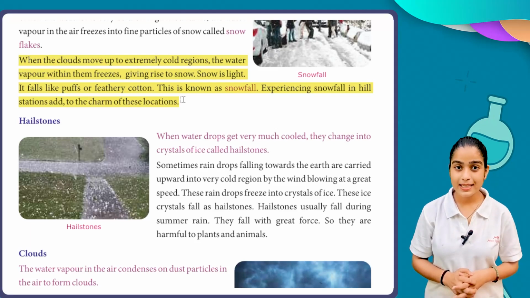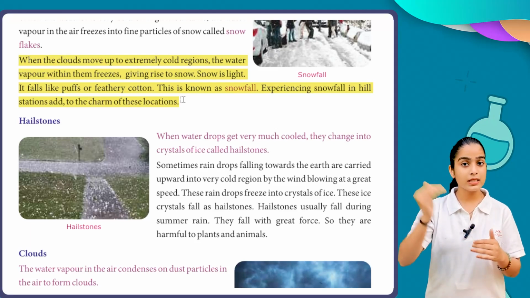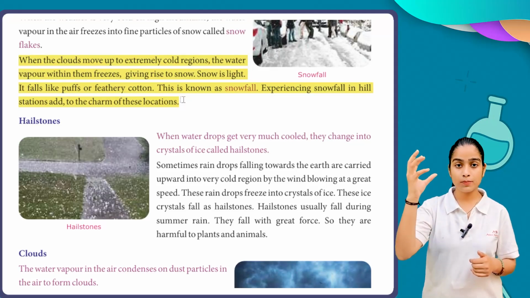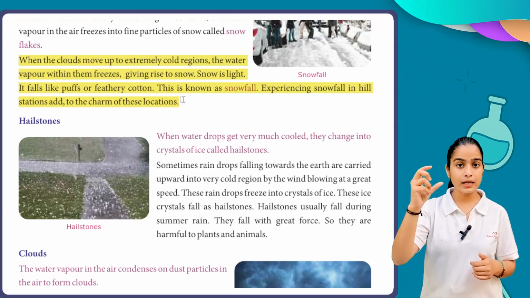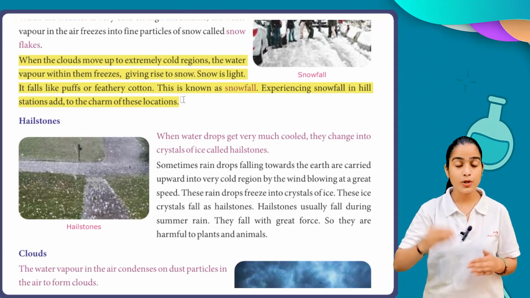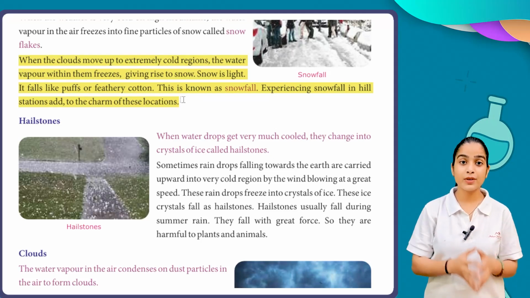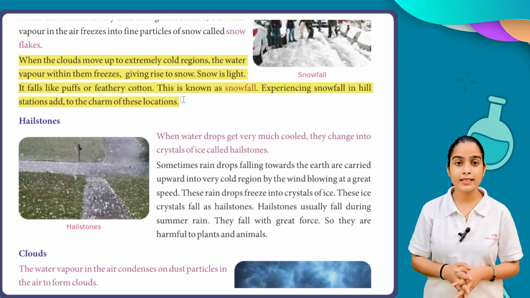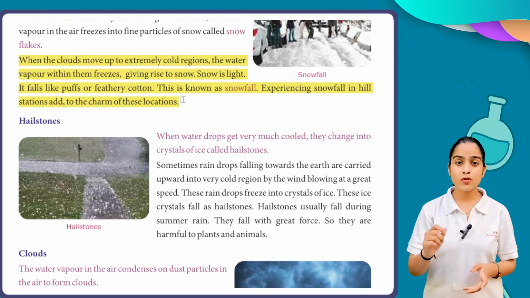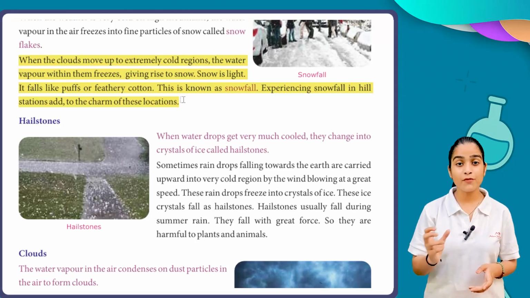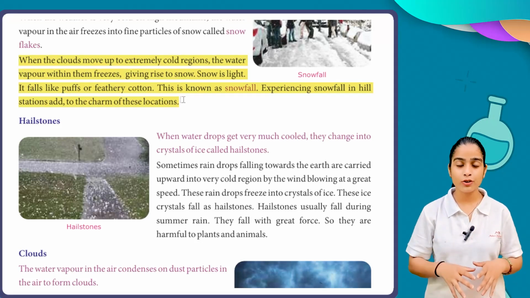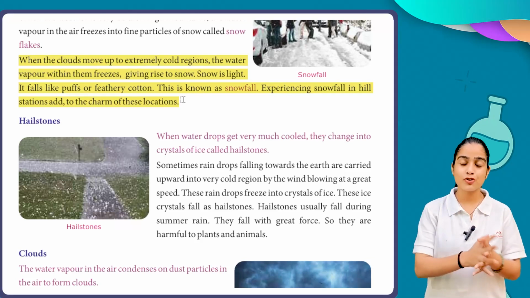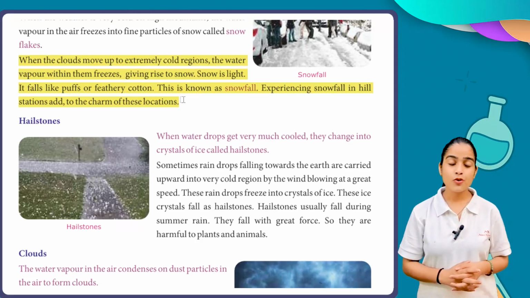So what we understand here, when the clouds are in very cold regions, the water particles in the clouds are converted into snow, and further it falls down, and it is referred to as snowfall. Snowfall is like feathery puffy cotton which falls down on you, and that is why we enjoy hill stations, because we can enjoy snowfall there. Okay.